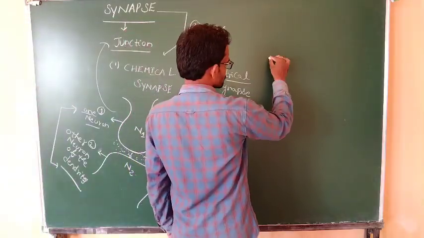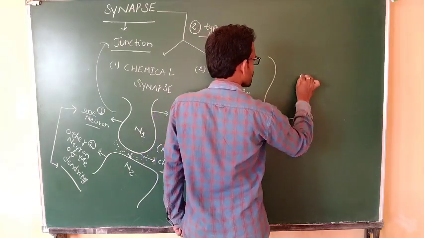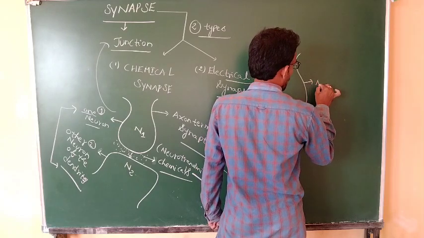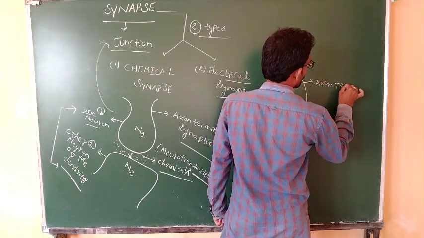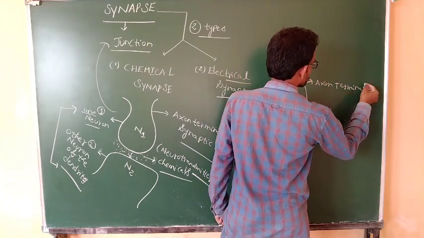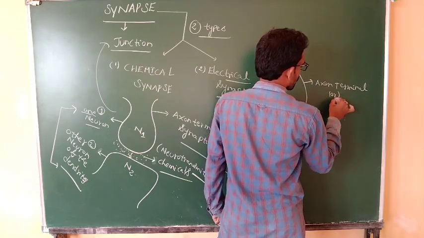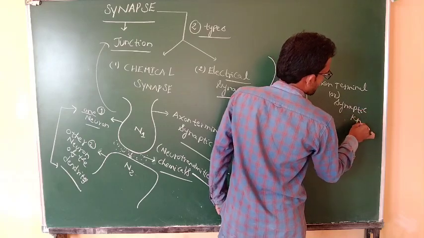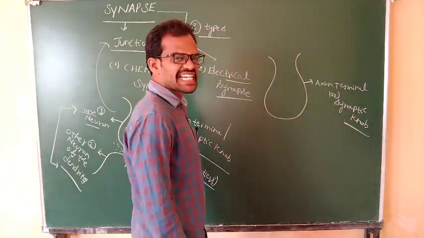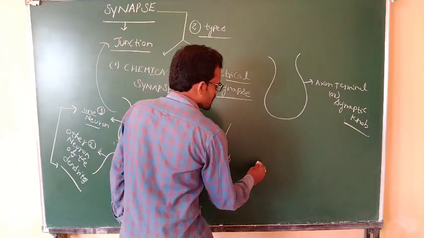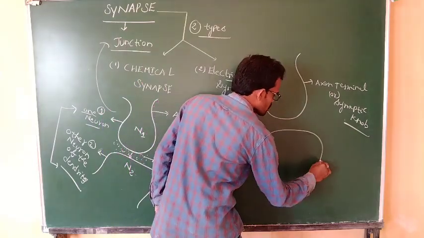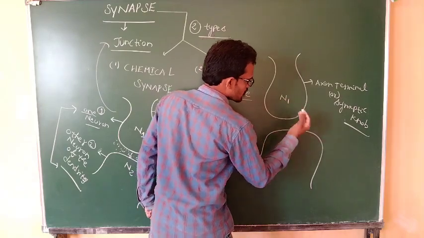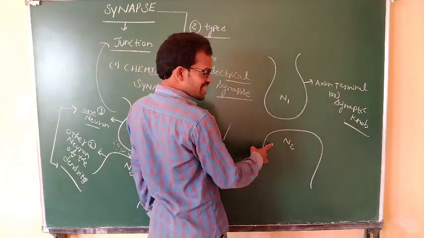Electrical synapse. It is the axon terminal, or synaptic lobe. It is the other neuron's dendrite. It is the one neuron and the second neuron.